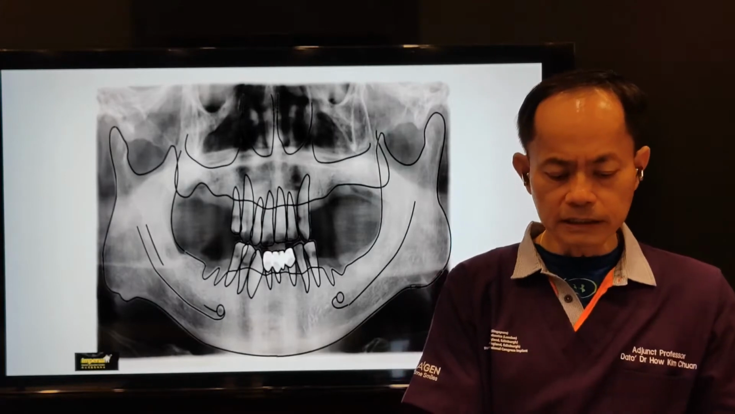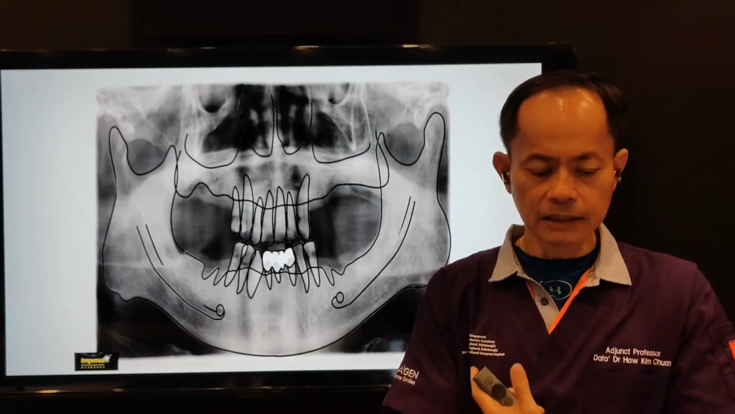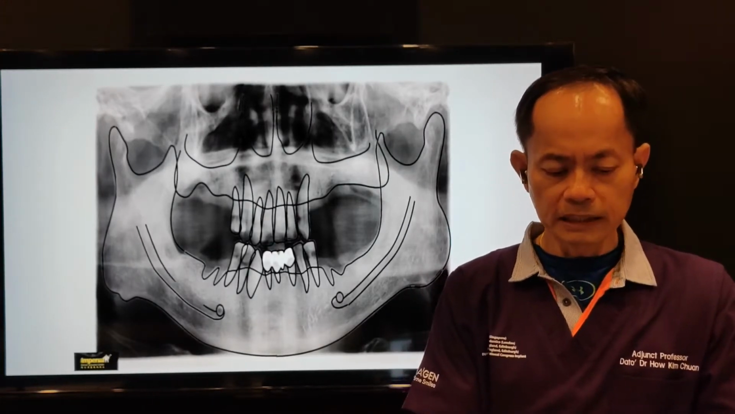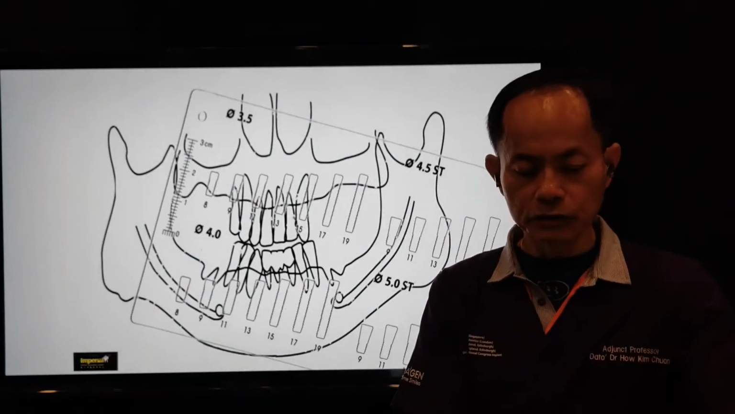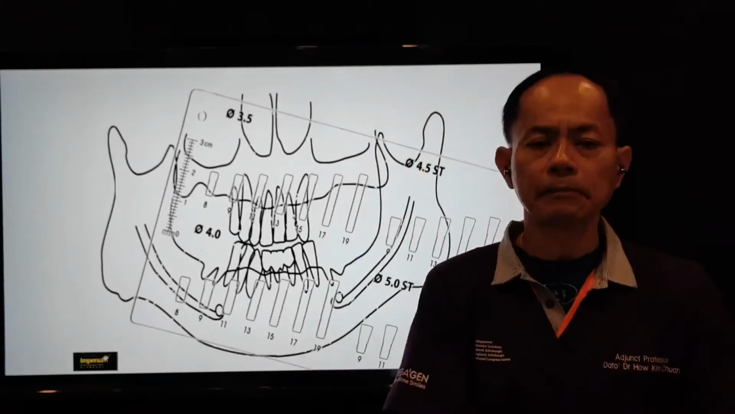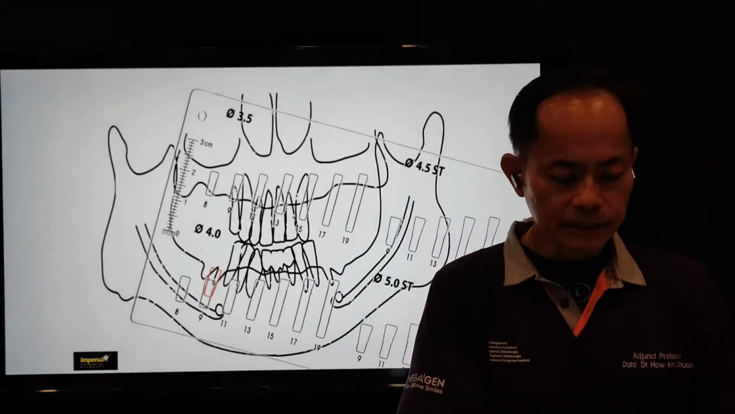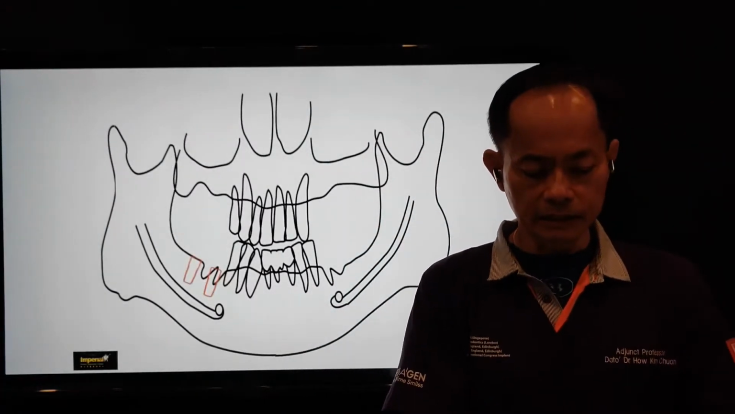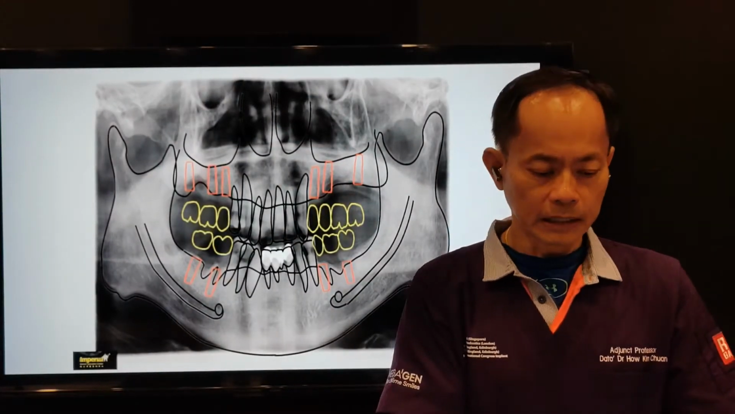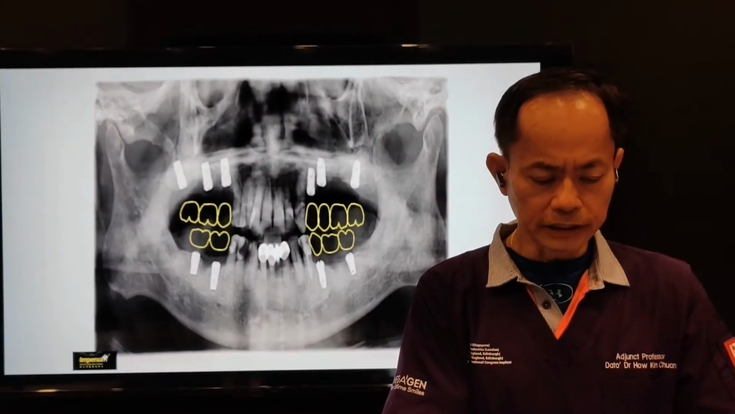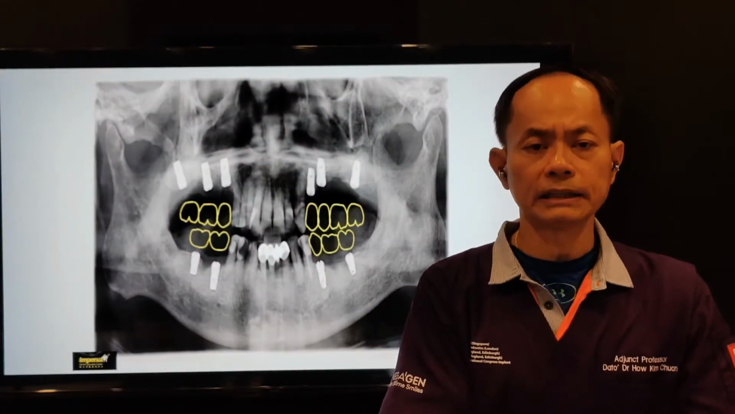With all these things traced out, we then come up with this plate here, and we use a measurement template to measure the implant size that we need to place, and then we overlap it onto the X-ray. With this way of doing it, we then put the implants inside.